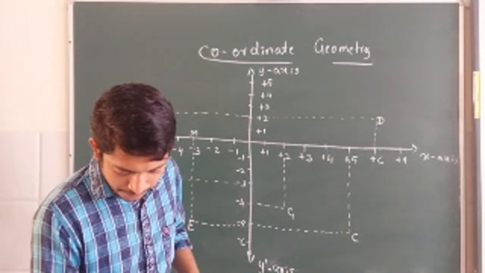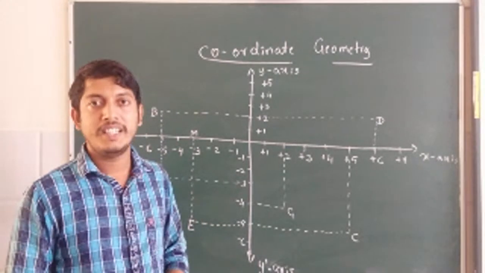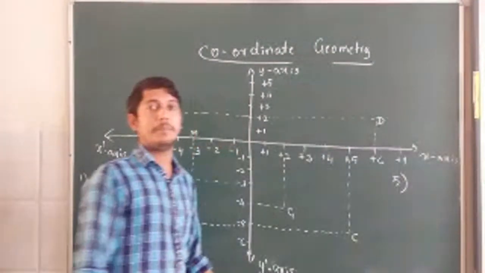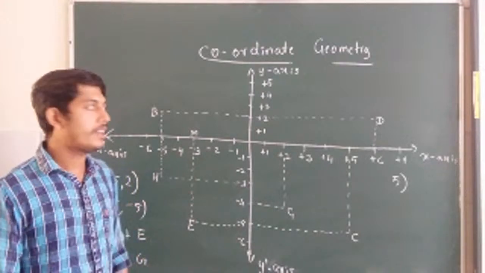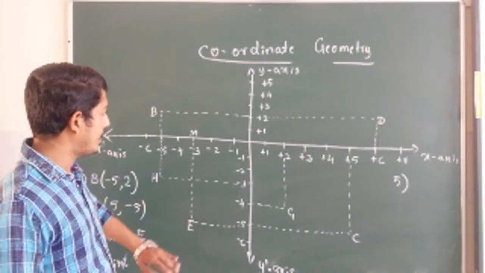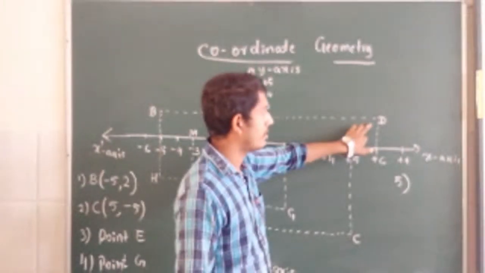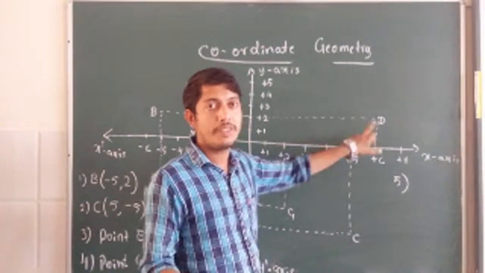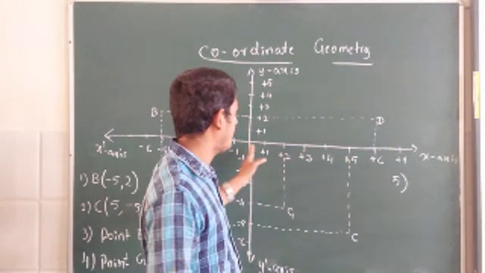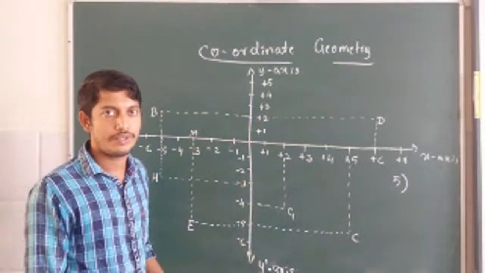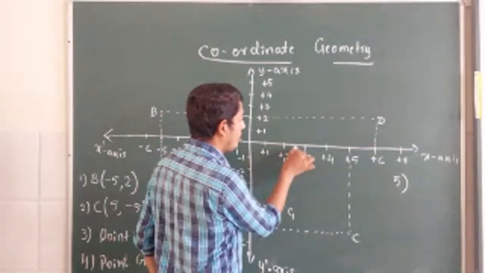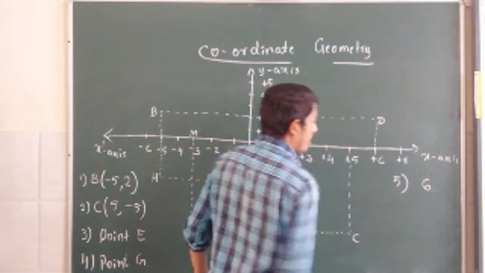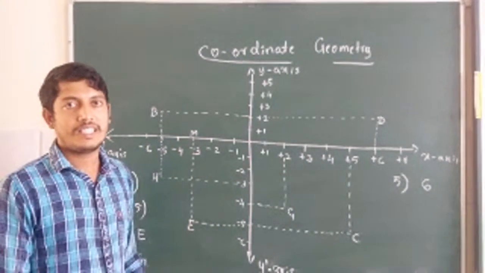Then the next one is the abscissa of the point D. Abscissa means the x-axis value of point D. Point D is present here. First we will write the coordinates. It has to move a certain distance on the x-axis in the horizontal direction: plus 1, plus 2, plus 3, plus 4, plus 5, plus 6. So it moves 6. Therefore the value of the abscissa is 6.